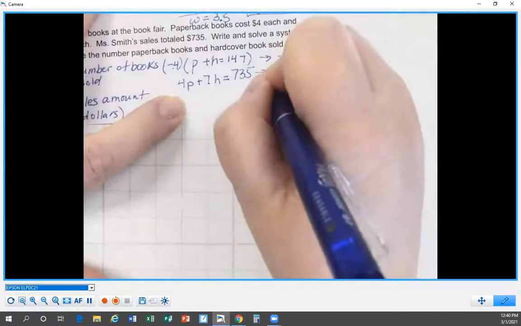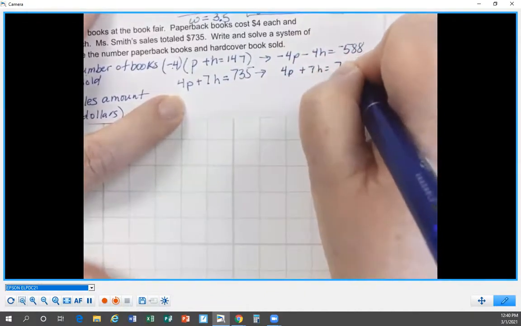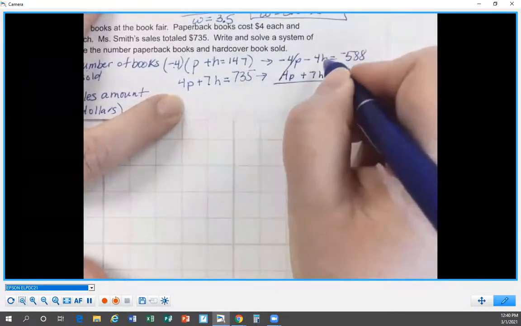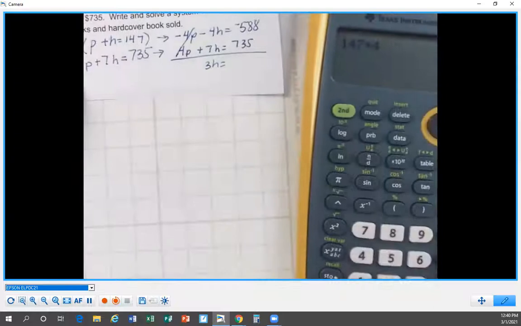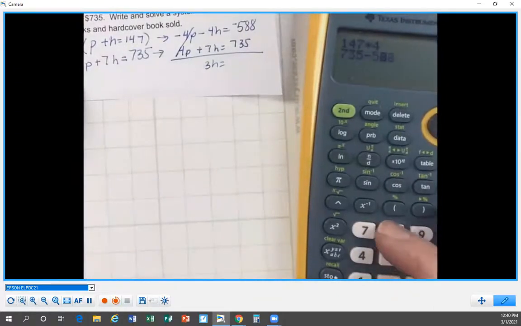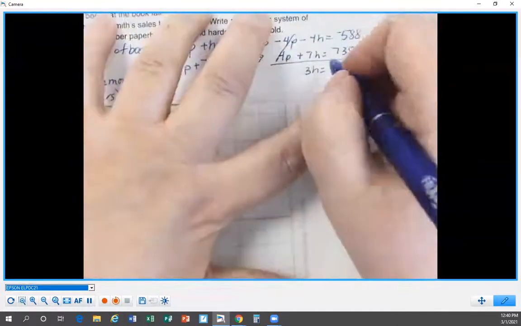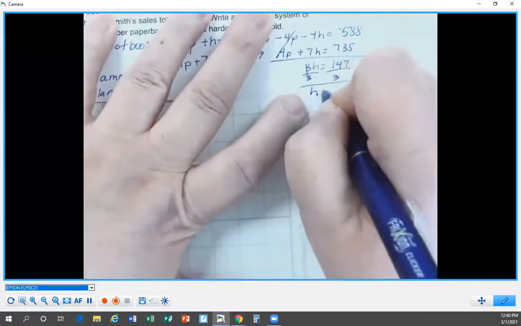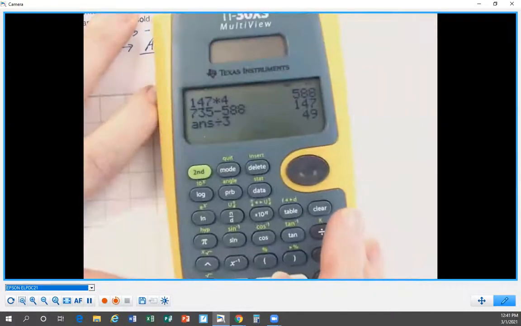The second equation, we're just bringing that straight over. 4p plus 7h equals 735. The p's will cancel out. -4h plus 7h is 3h. And 735 minus 588 is 147. Divide each side by 3 to get the number of hardcover books. 147 divided by 3 is 49. So 49 hardcovers.